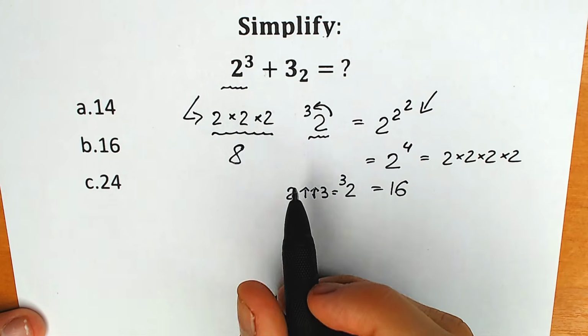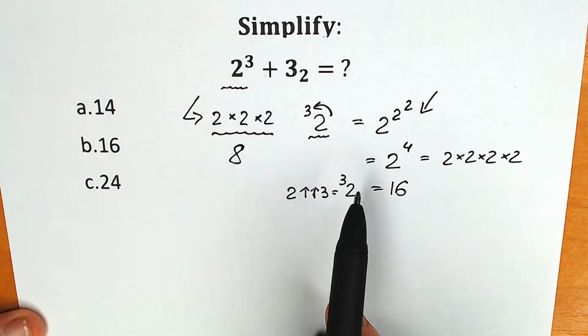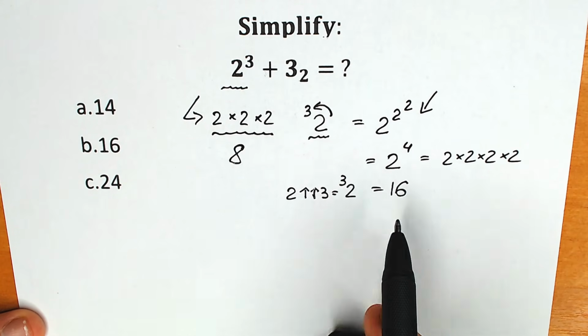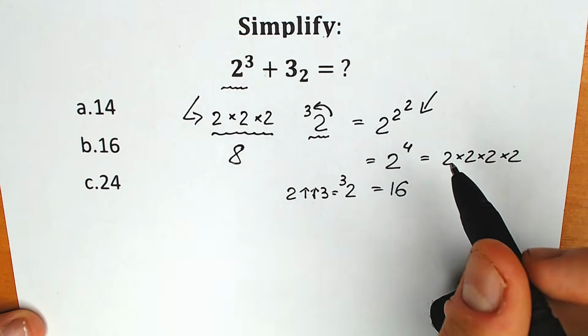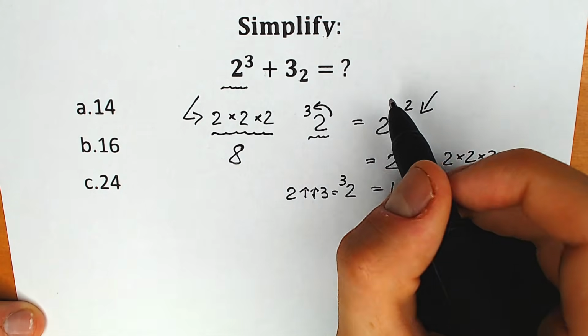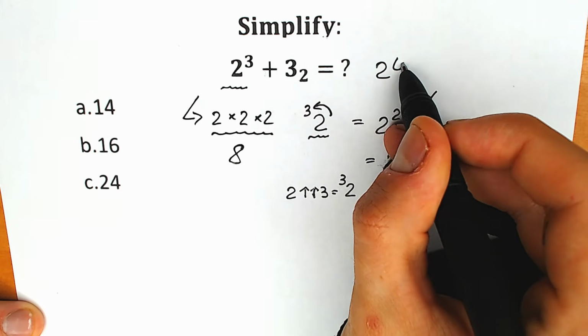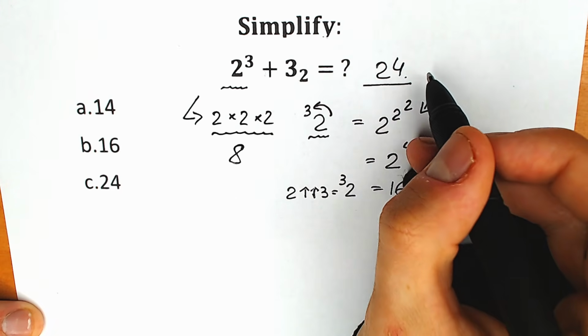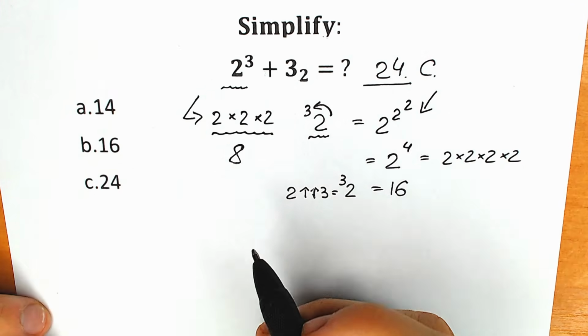But if you're talking about our answer, this is equal to 8. Our tetration is equal to 16. So as a result, our final answer right here, 8 plus 16 equal to 24. So our correct answer to this question is 24. This is our option C. I really hope your answer is the same as mine.